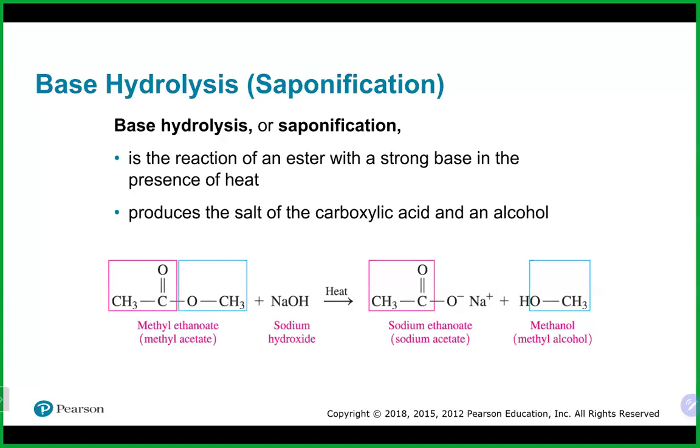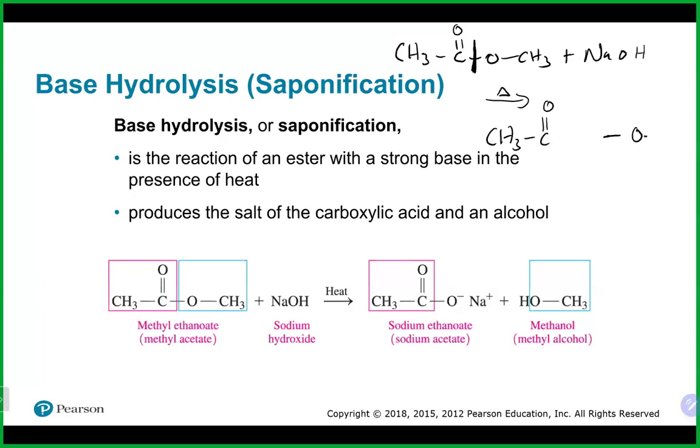So for example, if you take your ester, and once again, in this case, we're actually going to add sodium hydroxide here, kind of like this. And again, there'll be some heat involved. So we are going to break it apart right here, and we'll get our two halves, basically. And we'll have this over here.